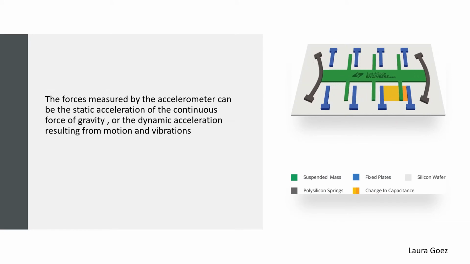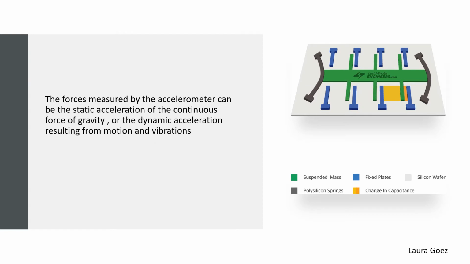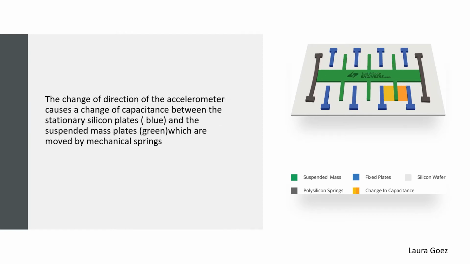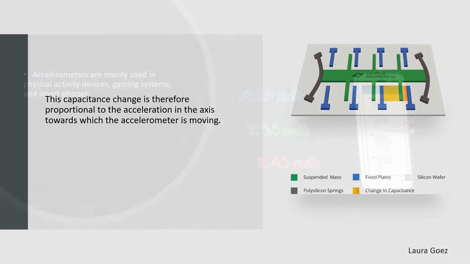The forces measured by the accelerometer can be the static acceleration of the continuous force of gravity or the dynamic acceleration resulting from motion and vibrations. The change of direction of the accelerometer causes a change of capacitance between the stationary silicon plates and the suspended mass plates, which are moved by mechanical springs. This capacitance change is therefore proportional to the acceleration in the axis towards which the accelerometer is moving.